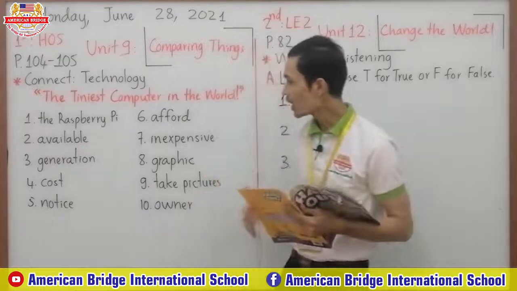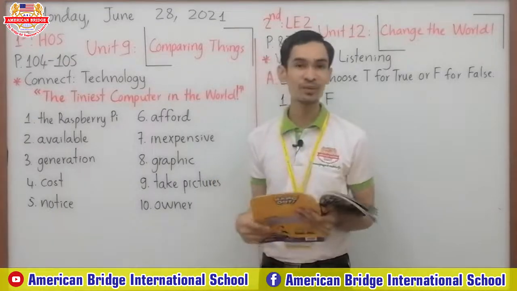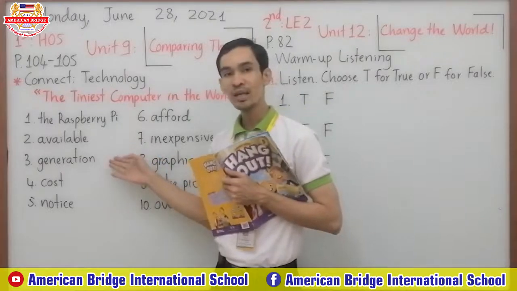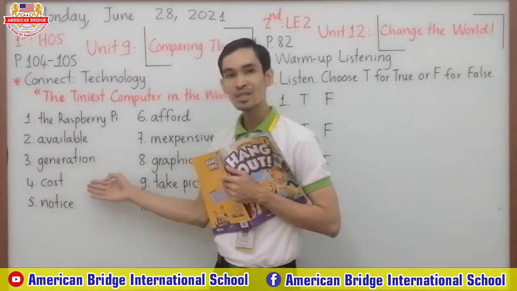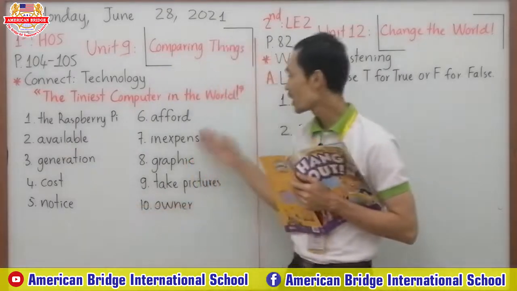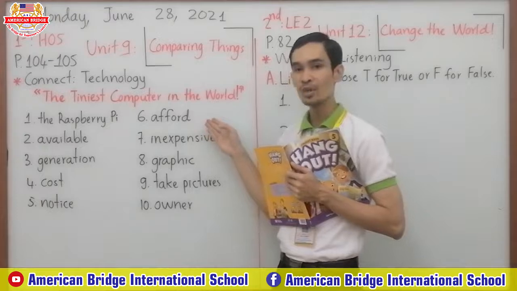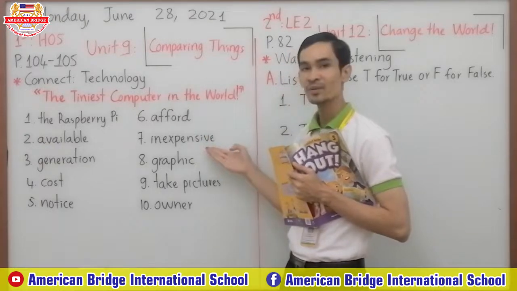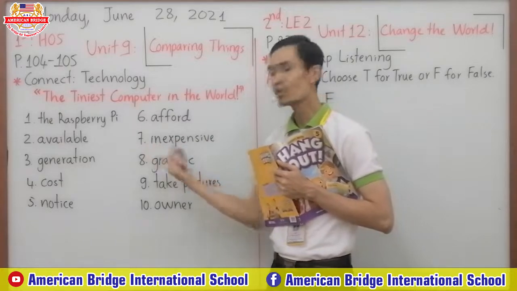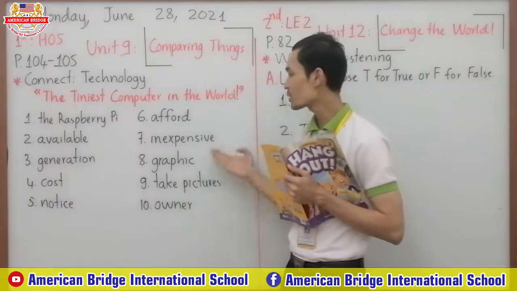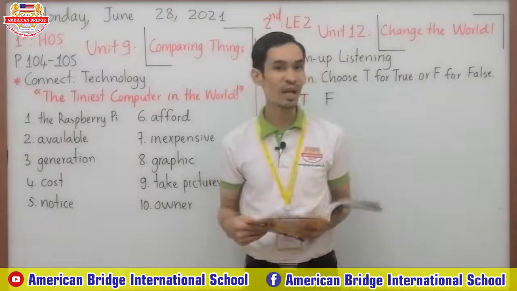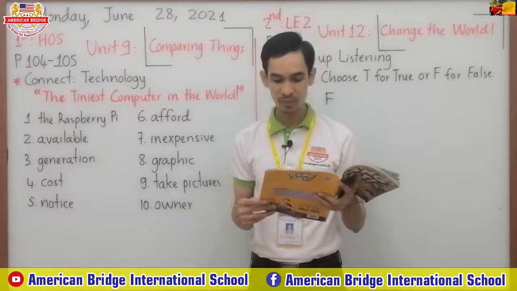Okay, so in this paragraph, we have a lot of difficult words, right? We have generation, cost, notice, afford, inexpensive. This one is just the word expensive, you just add in front of it, right? Yeah, inexpensive. Okay, so now let's continue to the last paragraph altogether, everyone.